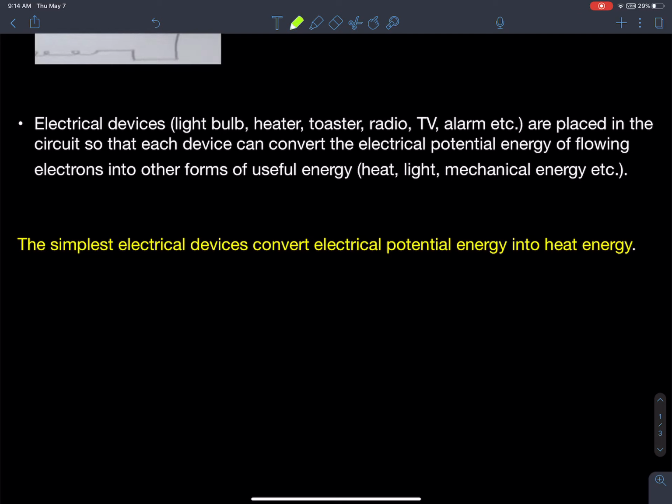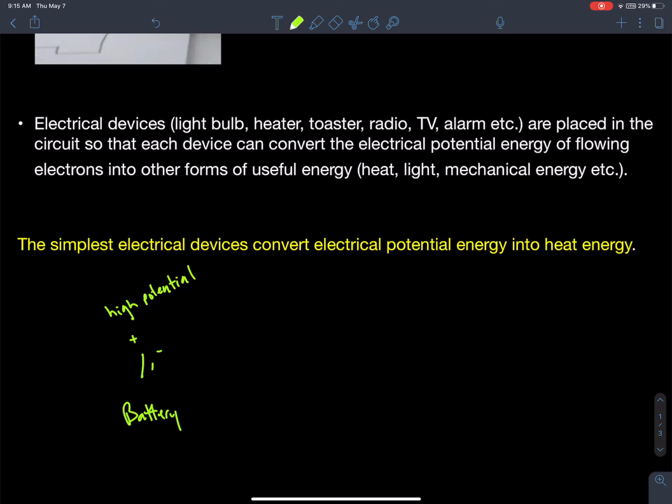So let's first draw out what a circuit looks like. That's my battery. The long line is the positive side of the battery, and the short line is the negative side of the battery. We call the positive side high potential.